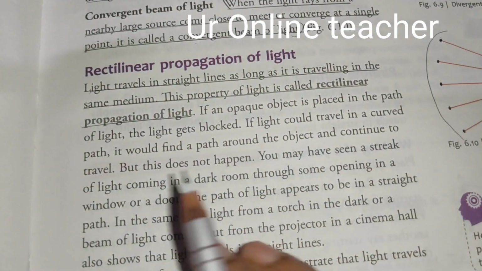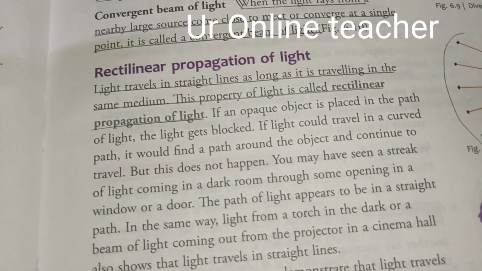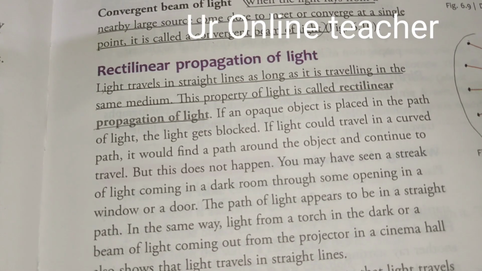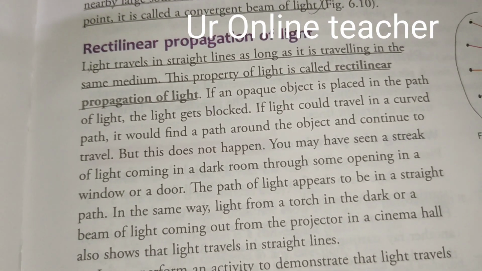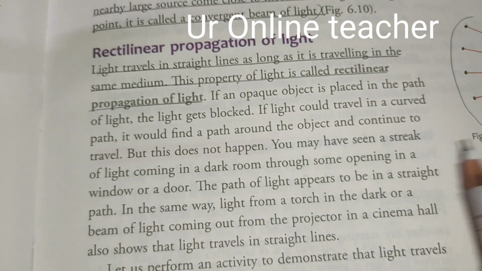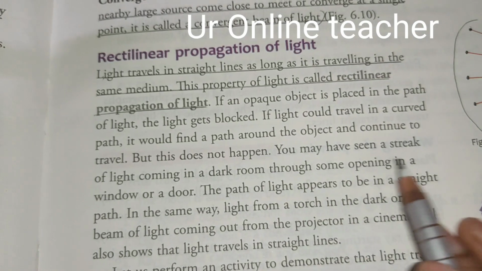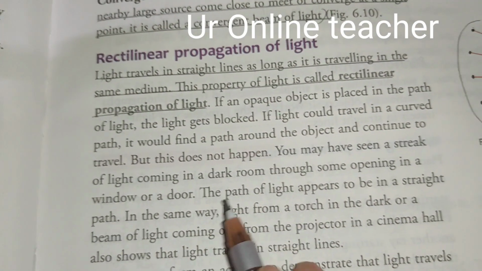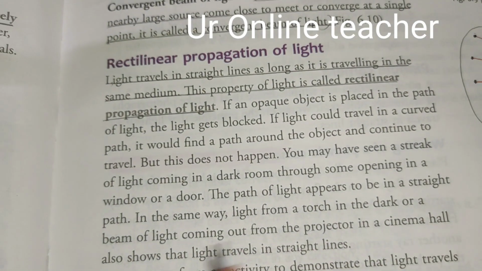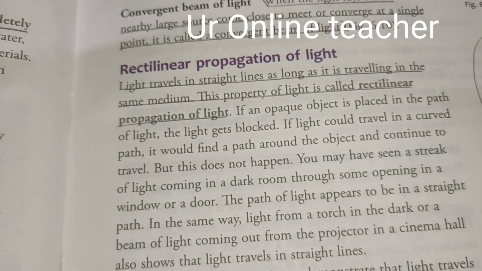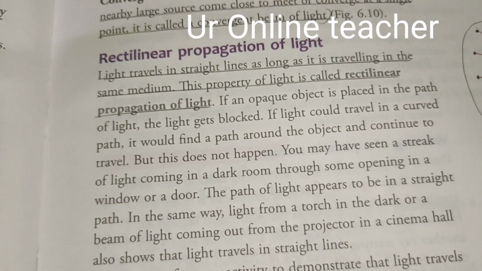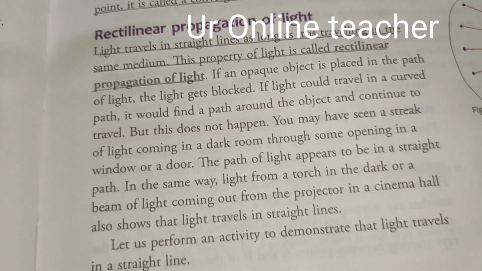If the light could travel in a curved path, it would bend and go. But does it happen? No. Because you may have seen a streak of light coming in a dark room through some opening in a window or door. The path of the light appears to be in a straight path. So the light always travels in a straight path. It will not get curved according to the direction.